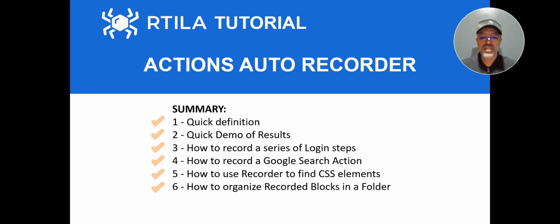And that's it for today. We've seen that the last step was to organize and clean up a little bit your automation blocks that were created by the recorder. I hope that this tutorial and this feature coverage on the auto recorder show you that it's actually not that difficult to start using RTILA and start automating. And we will cover many more subjects and some more advanced things in the next tutorials and next videos.